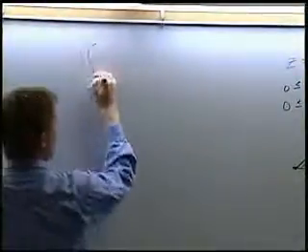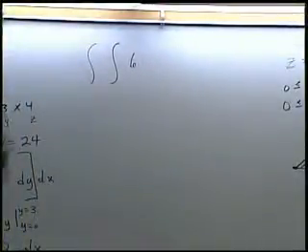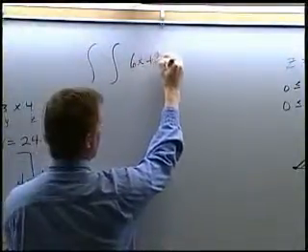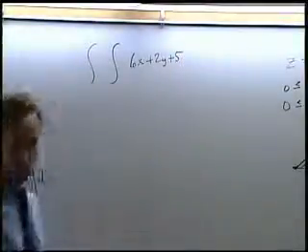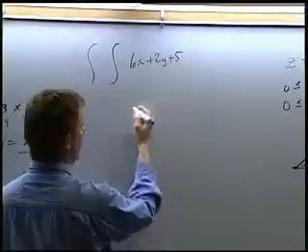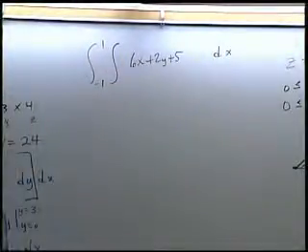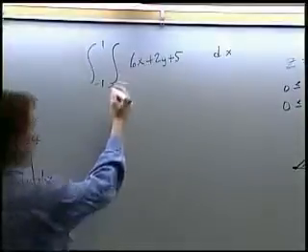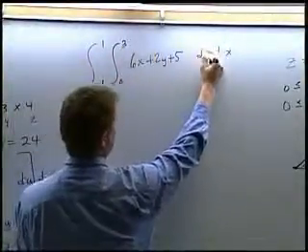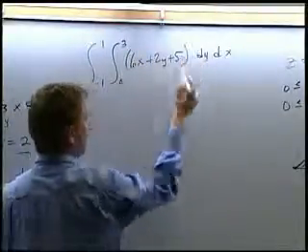All right, another example here. And I'll just go ahead and set this one up. All right, the function is 6x plus 2y plus 5. And the x's go from -1 to 1. Let's do the x's last this time. And the y's go from 0 to 3. All right, and this is the problem that we're interested in solving.